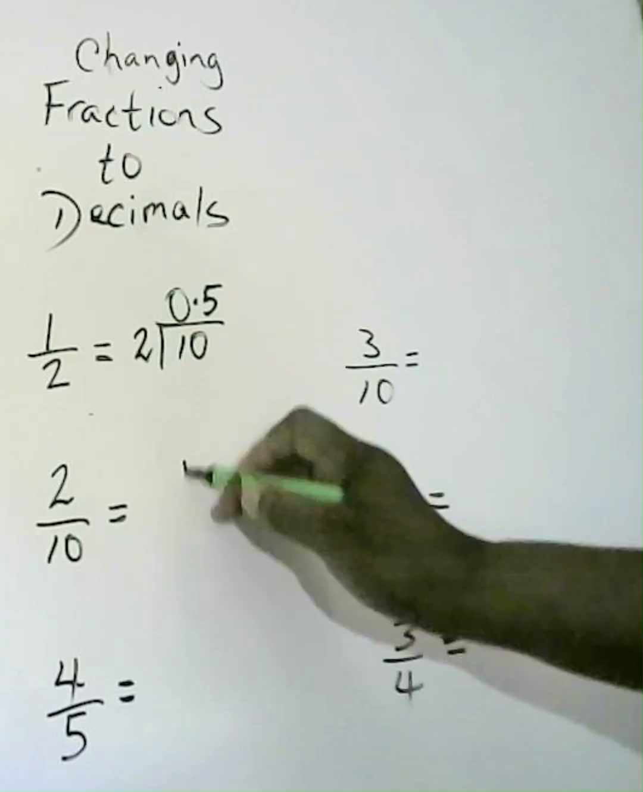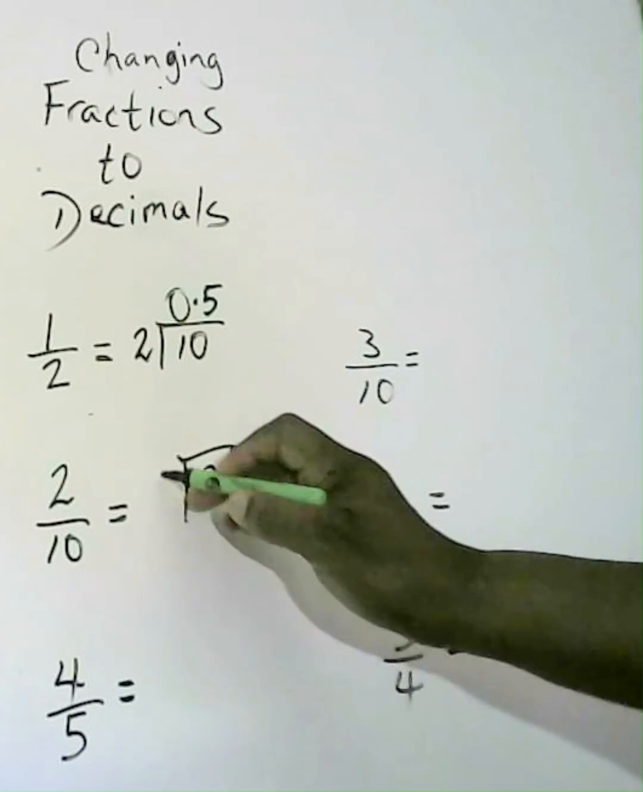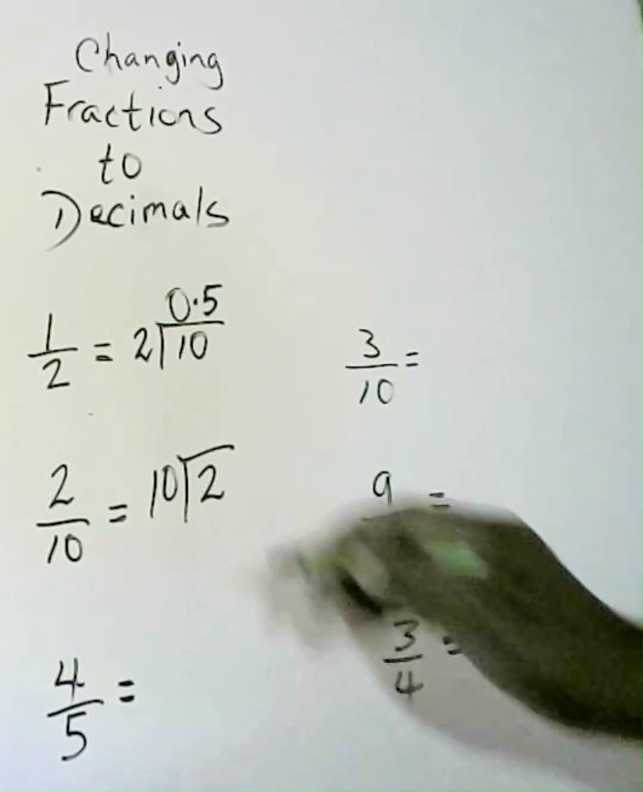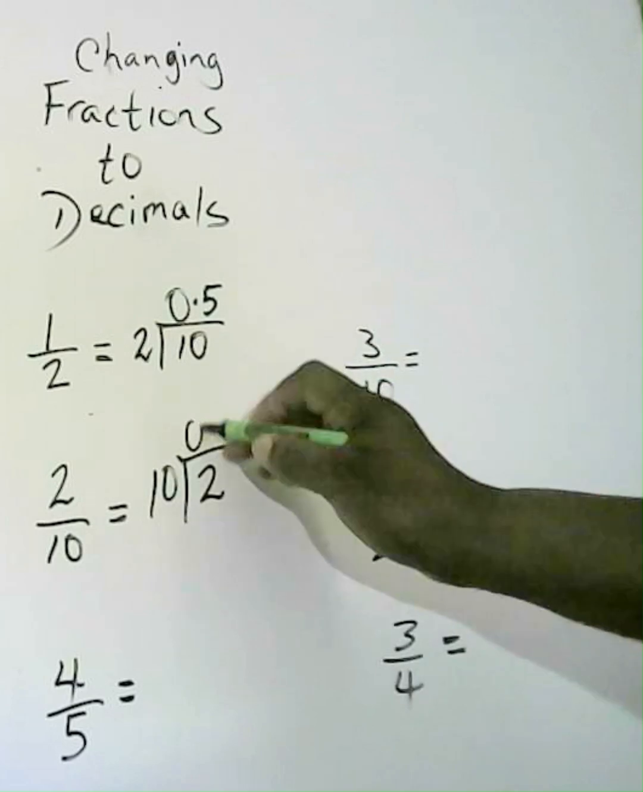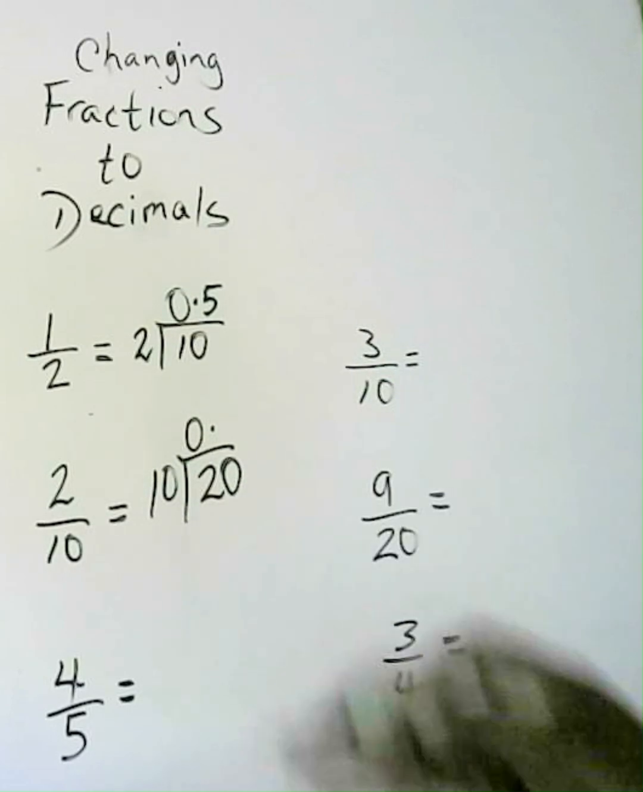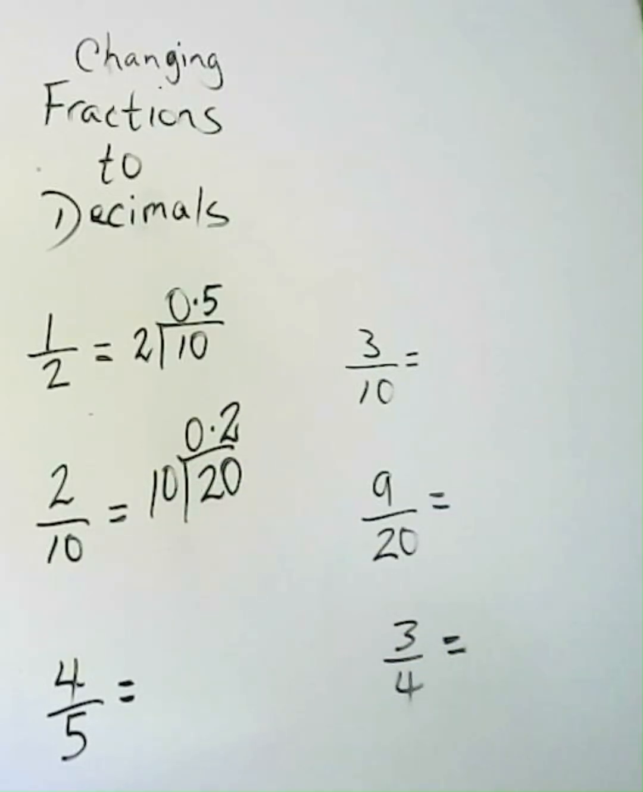2/10 is 2 divided by 10. 10 into 2 you can't, so 0, decimal point. Add a 0 to the 2. 10 into 20 goes 2 times. So 2/10 becomes 0.2.